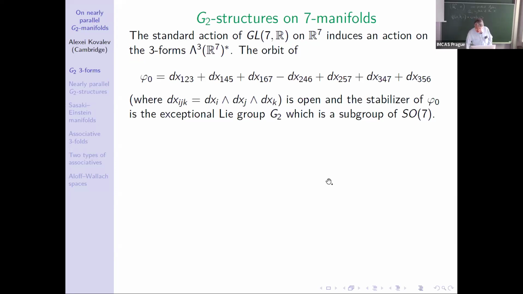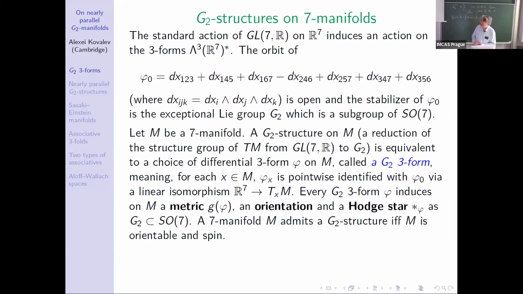Now we proceed to differential geometry. Suppose we now look at a 7-dimensional manifold. We can find a G2 structure on this manifold. It's a reduction of the structure group of the tangent bundle from general linear isomorphisms to this special subgroup G2. That's equivalent to putting at each point of the manifold a form which is locally modeled on phi naught. At any point, you can relate it to phi naught using an appropriate linear isomorphism. So then we automatically get a reduction of the structure group.